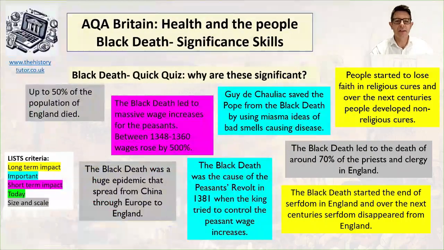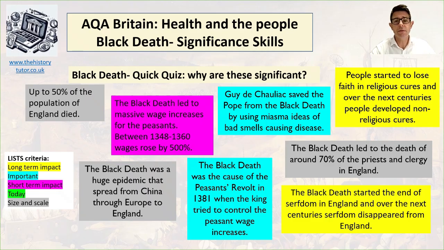Okay, so here are my answers. I've gone for some long-term ideas. Firstly, that people start to lose faith in religion because obviously lots of religious people died, and similarly prayer didn't really stop the Black Death. Also, the Black Death started to end ideas like serfdom and create more wealth for peasants. Obviously, it's going to help them be more healthy over time.